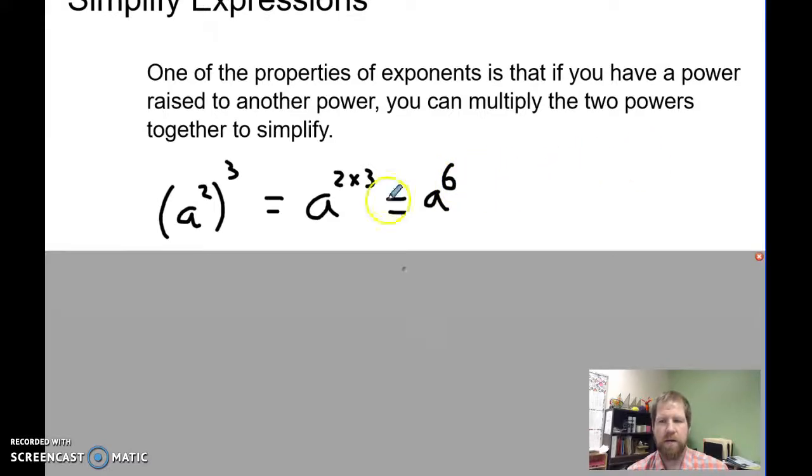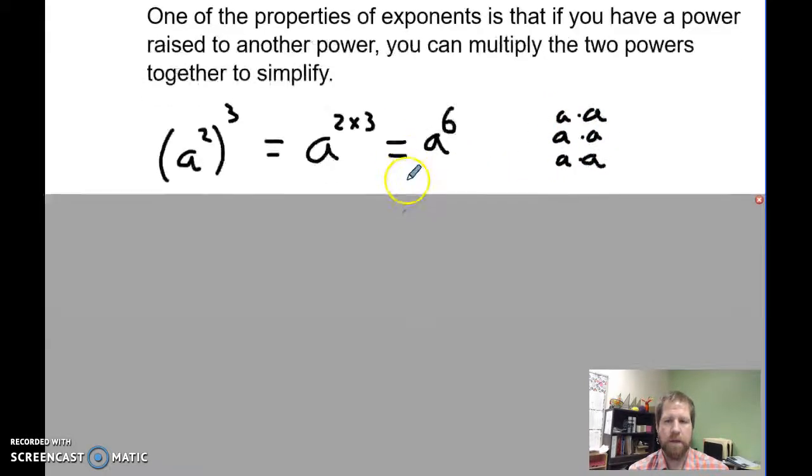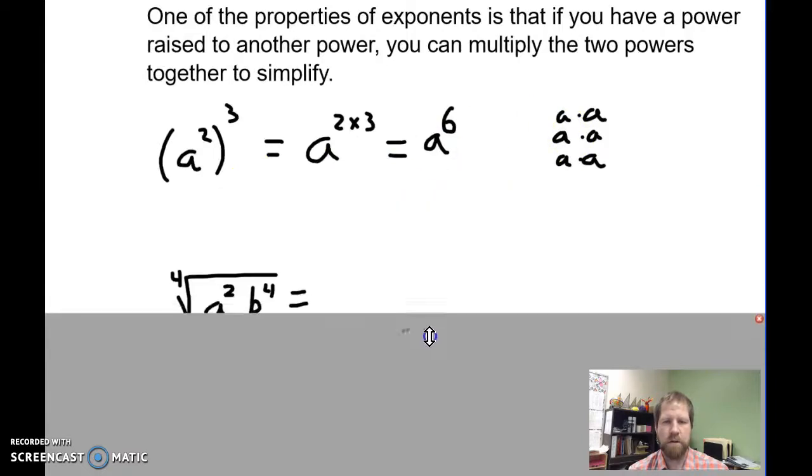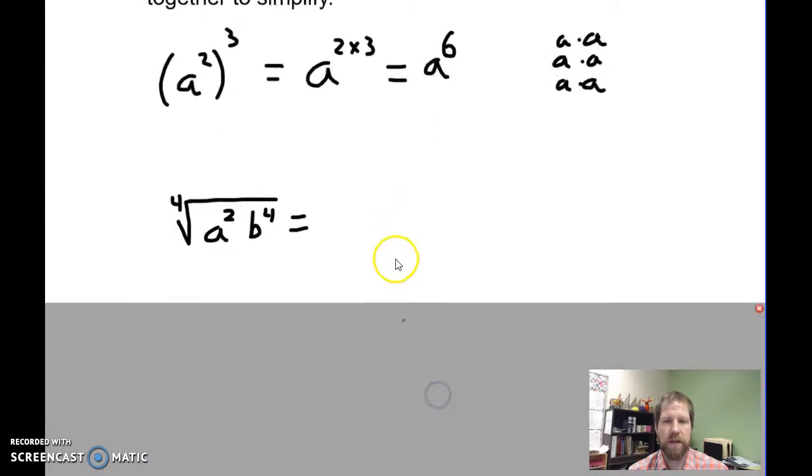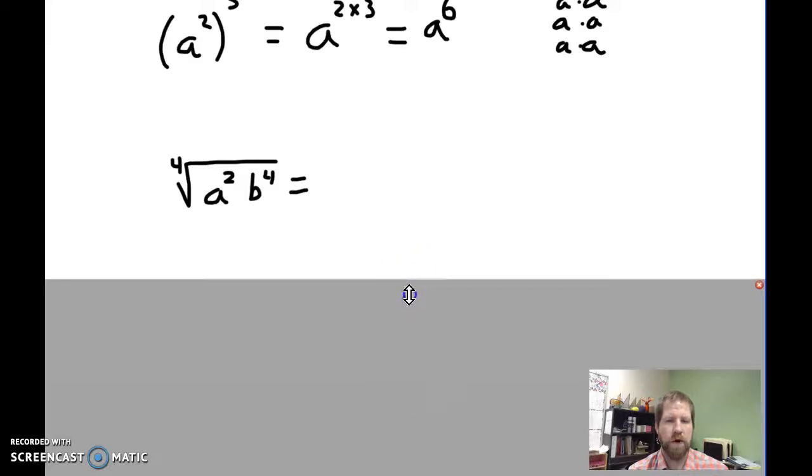So if I have a to the second, that's a times a. And if I do that 3 times, that would be a times a times a times a times a times a, right? And I get my 6. I kind of have a block of 6. So we're going to use that to work on some more complex problems and try and simplify those.